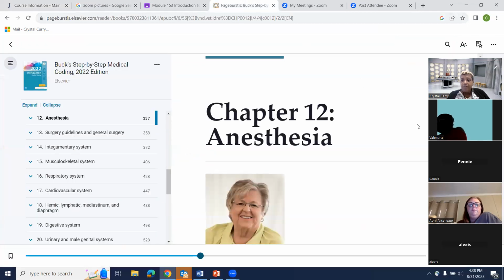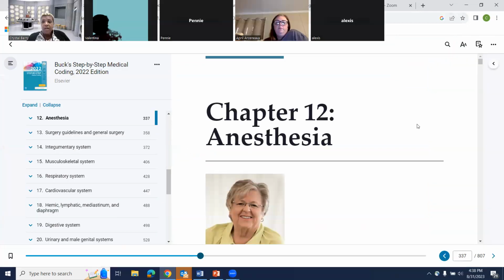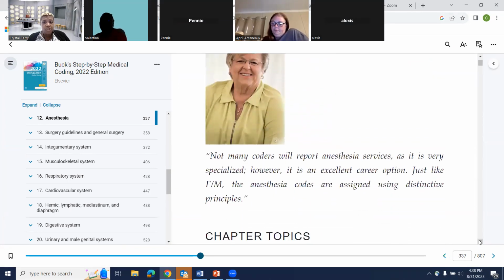Chapter 12. Again, today is the first day of Chapter 12, Anesthesia. It says right here, this is important information to read. Not many coders will report anesthesia services as it is very specialized. However, it is an excellent career option. Just like evaluation and management, the anesthesia codes are assigned using distinctive principles. So not many people are going to report anesthesia service. Like I said, it's a specialized service.